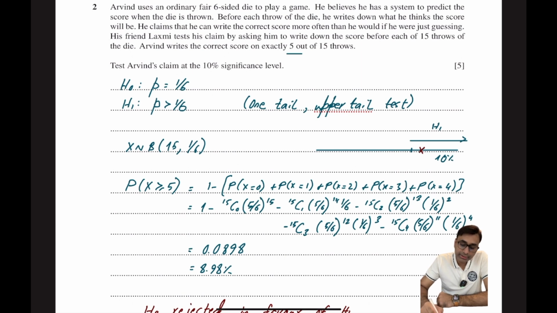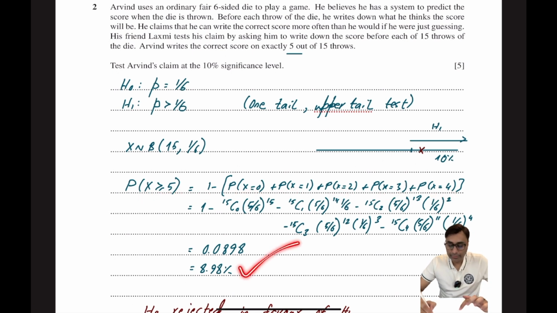I can do the cumulative probabilities and see where the 10% is exceeded, and find the critical region. But I can also directly find the probability of greater than or equal to 5, because that is my test value. I find it by doing 1 minus the probability of 0, 1, 2, 3, 4, and that comes out to be 8.98%. And 8.98% is smaller than 10%, so this lies within the 10% of the upper tail.